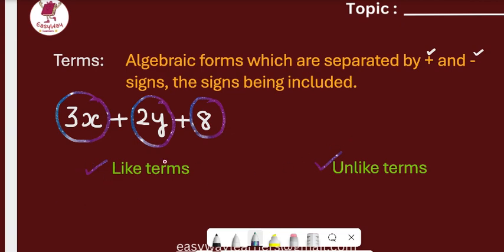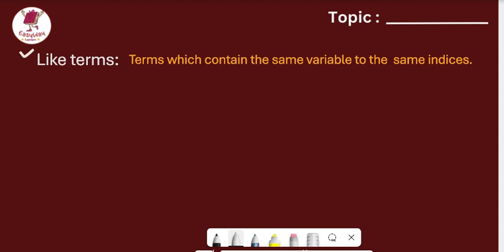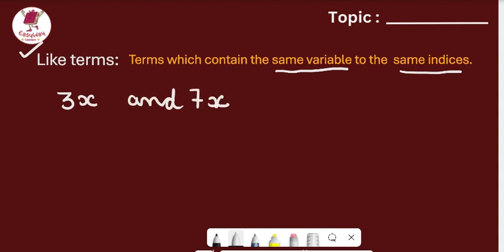What are like terms? The terms which contain the same variable with the same indices. What does this mean? Two things you have to keep in mind: the terms have the same variable and the same indices. Indices means power. Let me write an example, then you will understand better. Like 3x and 7x. We can clearly see here they have the same variable, x and x.